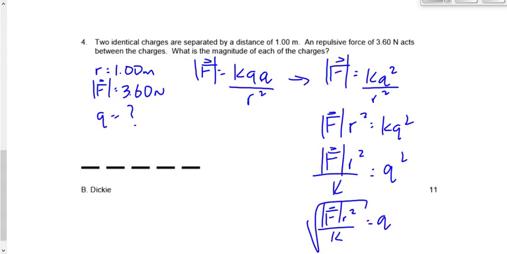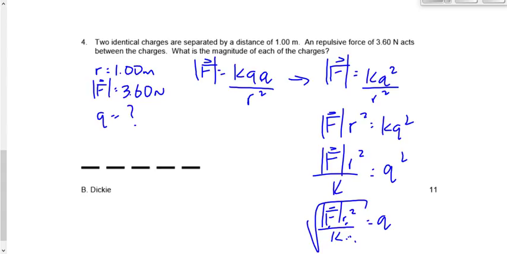Now, my calculator isn't working on the board here today, so you're going to have to just trust that you can do the order of operations here. What I would say is calculate what's inside the square root sign first. This number times this number squared divided by K. Press equals or enter on your calculator, and then square root everything.